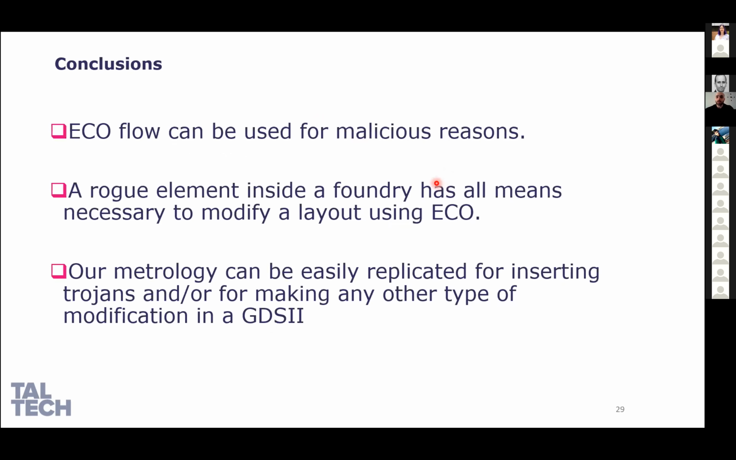In conclusion, we show that the ECO flow can be used by a malicious user for other than the original purpose of the feature. A rogue element has all the means to utilize this flow and introduce all kinds of modifications into a design, only accessing the GDSII.